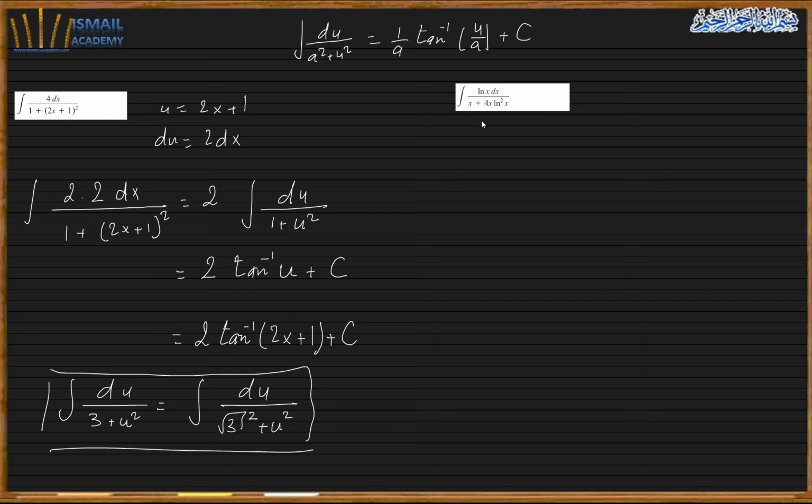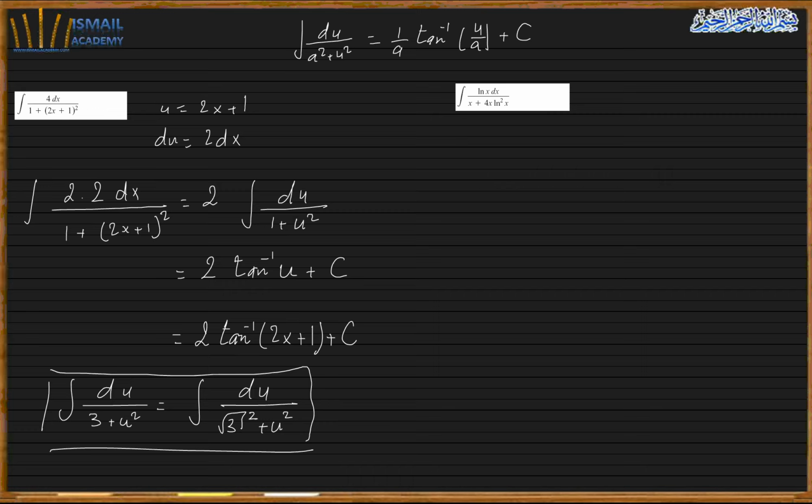Alright, for here, if I take the derivative of the denominator, so if I have x plus 4x ln squared x, if I take its prime, it's going to give me 1 plus, here I have the product rule. So it's not going to work here. So let me simplify this first. Let me take x as a common factor.